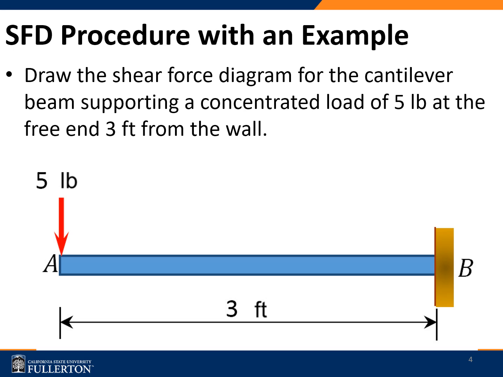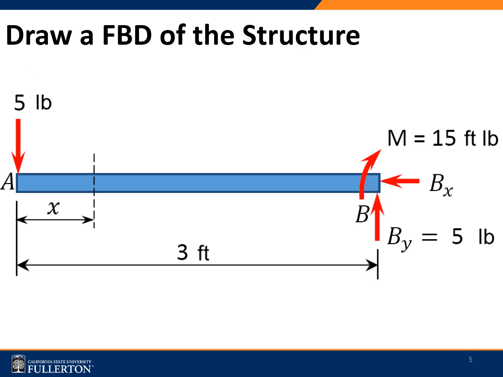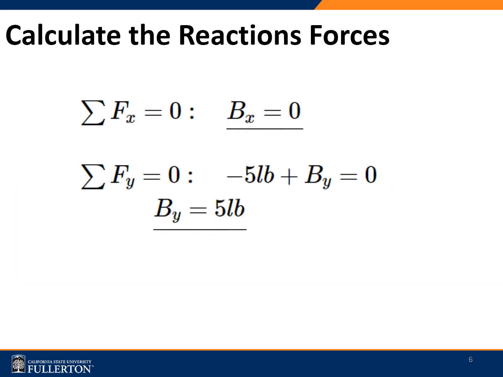So let's consider drawing the shear force diagram for the cantilever beam shown here that supports a concentrated load of 5 pounds at the free end, 3 feet from the wall. The first step here is to draw a free body diagram of the structure. Then we need to calculate the reaction forces. To calculate the reaction forces, we use the equilibrium equations, and this may not be needed if you are choosing a cantilever beam and using the free side of the cantilever for the free body diagram.